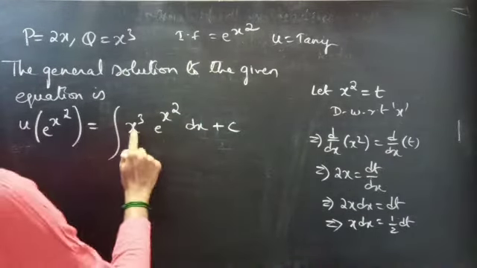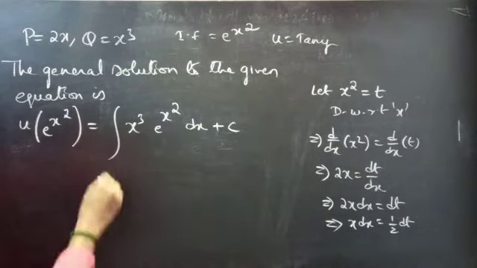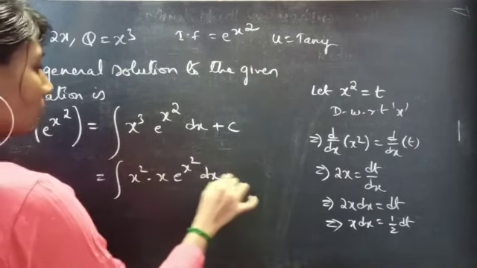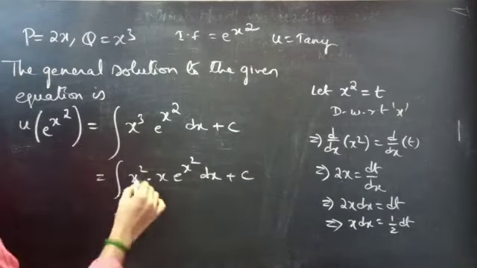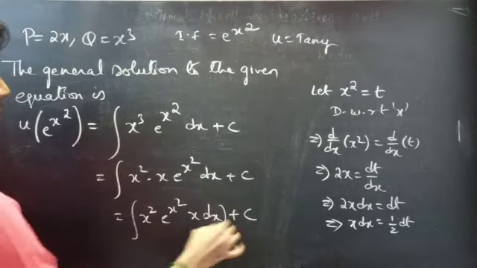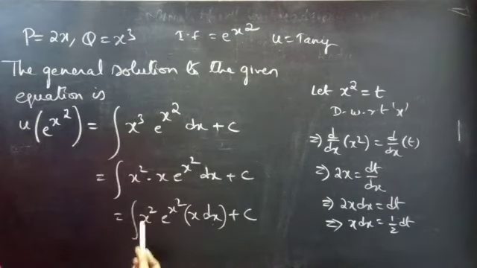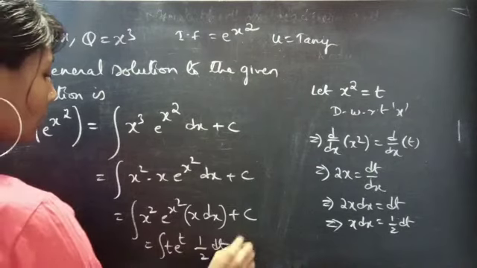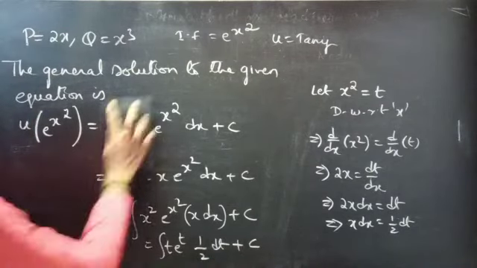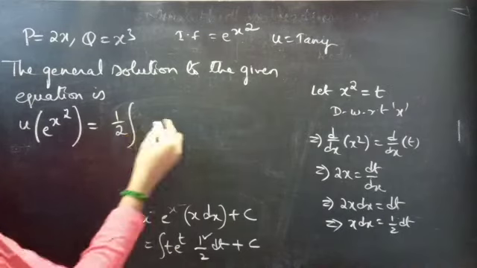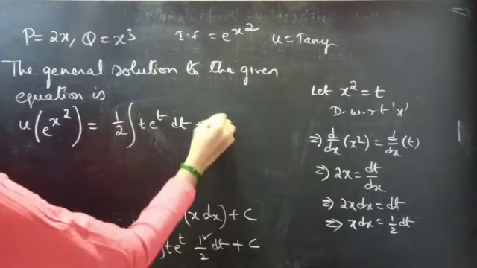Now, you can write everything in terms of t. We'll split x³ as x² into x, and the remaining will be as it is. Now write this as x² e^(x²) x dx + c. Now we can replace x dx by (1/2) dt and x² by t. Then we'll get ∫ t e^t (1/2) dt plus the integral constant c. Now write this constant outside the integral and you'll get (1/2) ∫ t e^t dt + c.